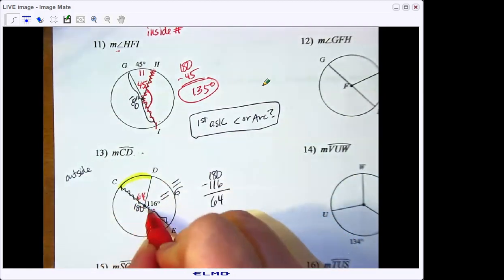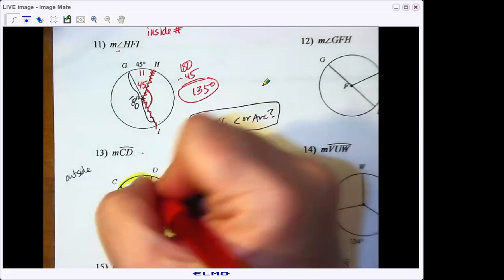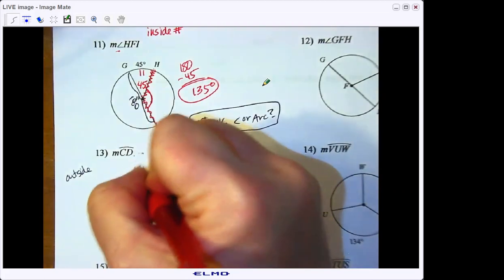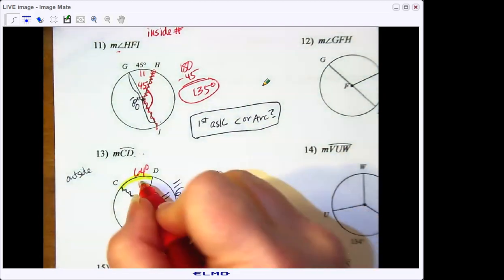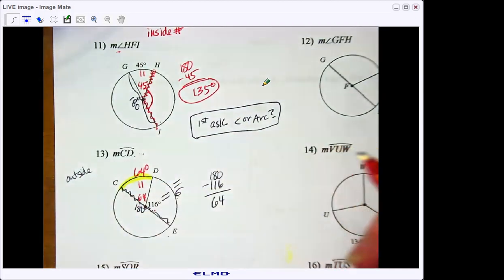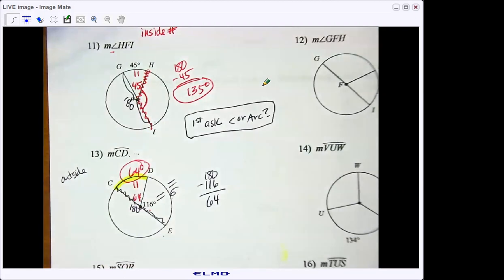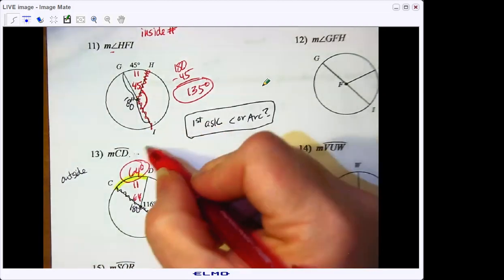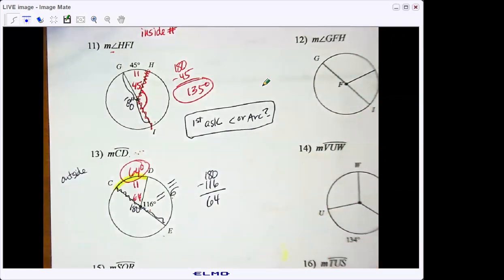We could do it here, might be a little easier to see. And then the arcs are equal. Or you can make it an arc and then subtract from 180. It's the same thing, guys, so don't stress over that. You can do it as an arc or you can do it as an angle, but you need to make sure your answer is an arc. Questions on that one?